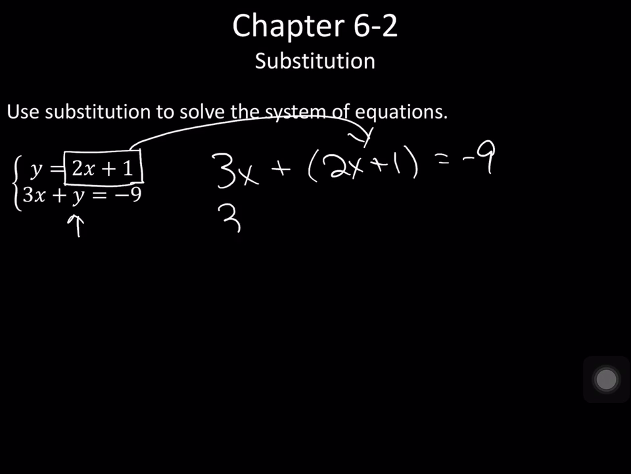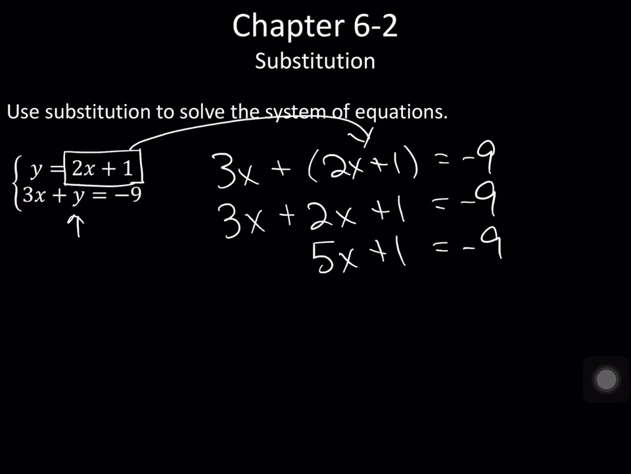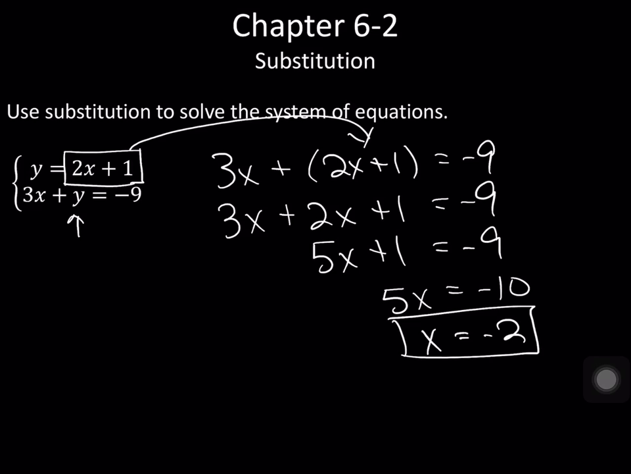I'm going to use way too many steps here, just for a couple of examples, to give you a chance to feel your way through this. The parentheses aren't really doing anything for me, so we get to just evaluate. They go away. 3x and 2x, 5x plus 1, subtracting 1 from both sides because I'm solving for the variable that I have. I have an x. Divide both sides by 5, x equals -2. And now I know what x equals.